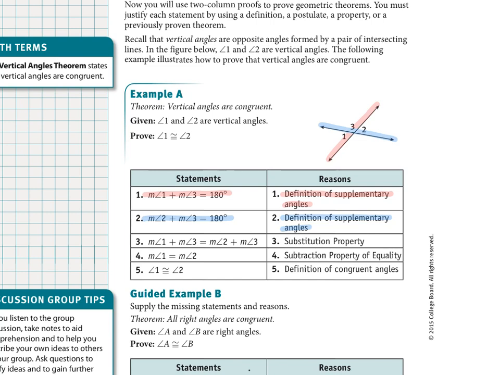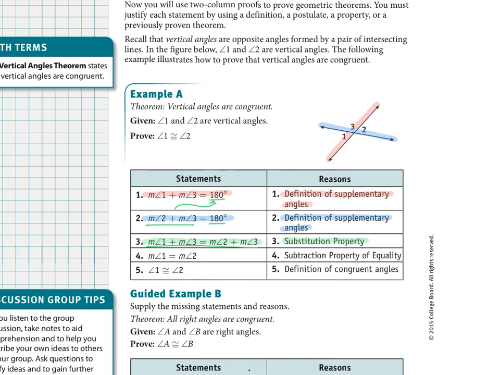Remember, when you add two angles right next to each other and it equals 180, they are both supplementary to each other. All right, for our third statement, we can see that the measure of angle 1 plus the measure of angle 3 equals the measure of angle 2 plus the measure of angle 3. What we did here was we used the substitution property. So they basically said, okay, I see that there's a 180 here, there's a 180 here. Since this equals 180, I can substitute it right up there, which is exactly what we get right here.